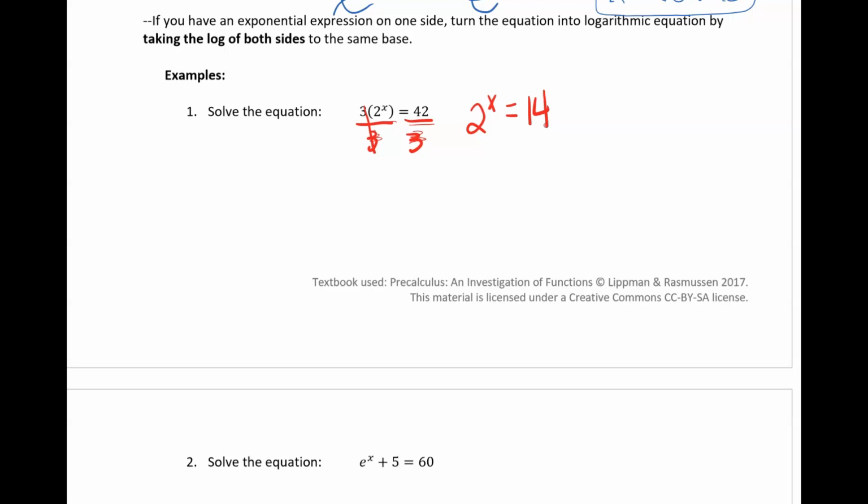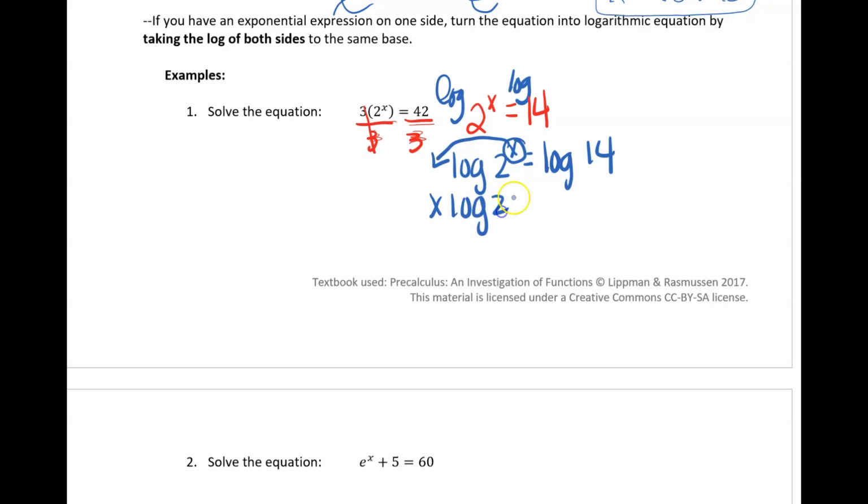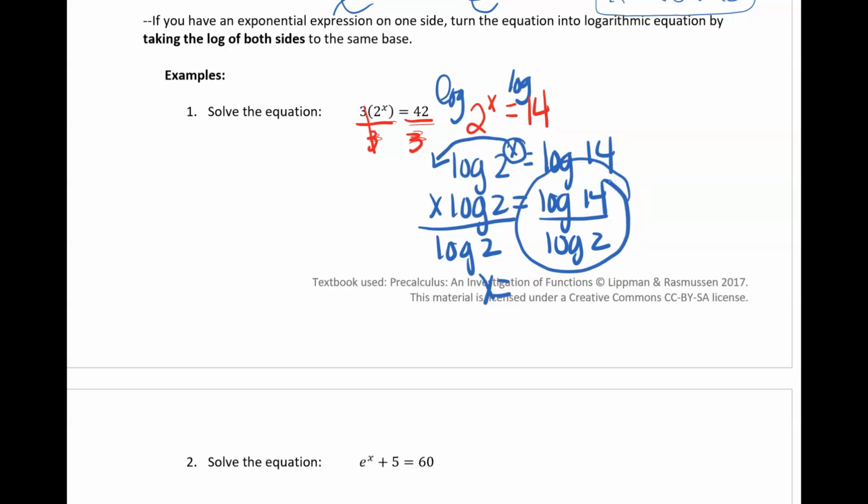Now, what I want to do is I want to log both sides. So if I log both sides, I get log of 2 to the x equal to log of 14. Properties of exponents say that I can bring that exponent out front. So it gives me x log of 2 equal to log of 14. And then I could divide both sides by log 2 to get that x by itself. So x would be equal to this value here. I could punch that in my calculator and it gives me 3.807.